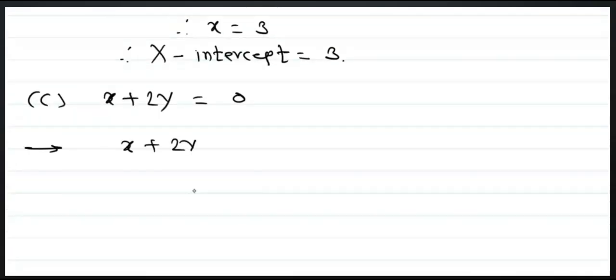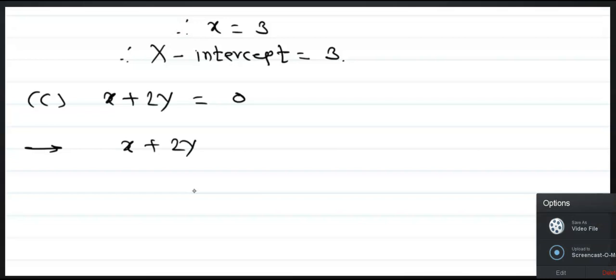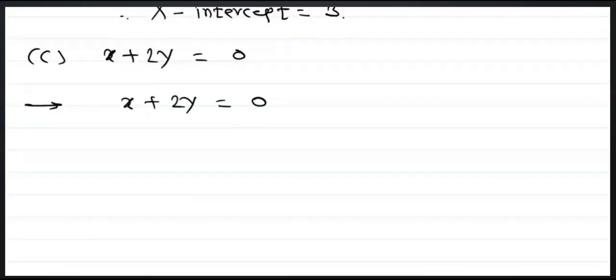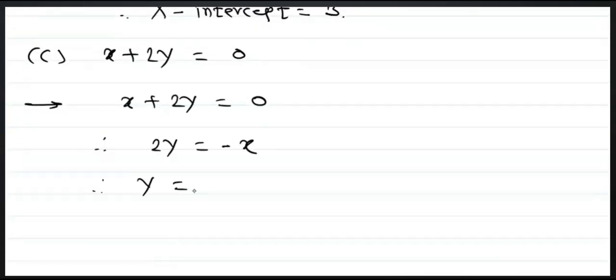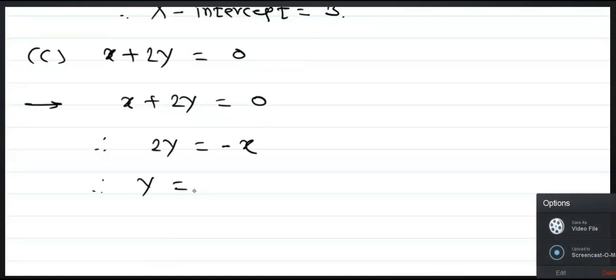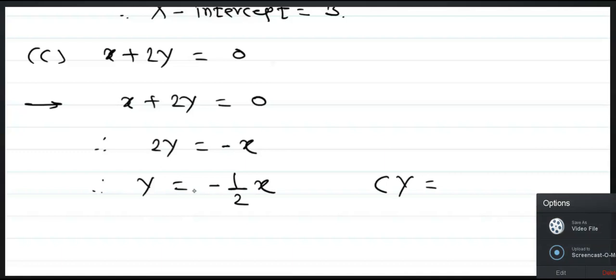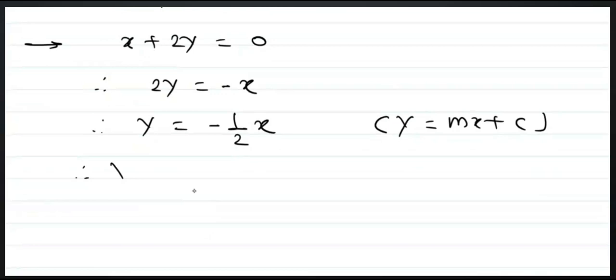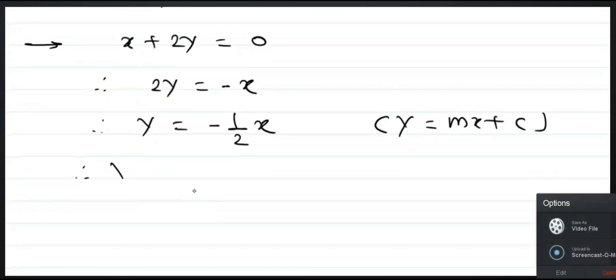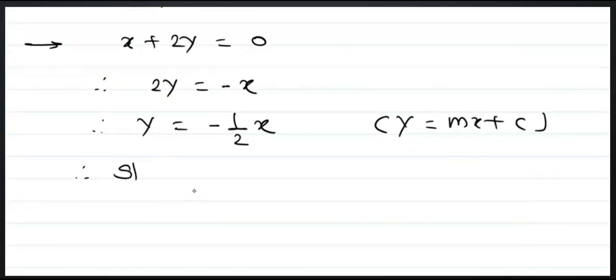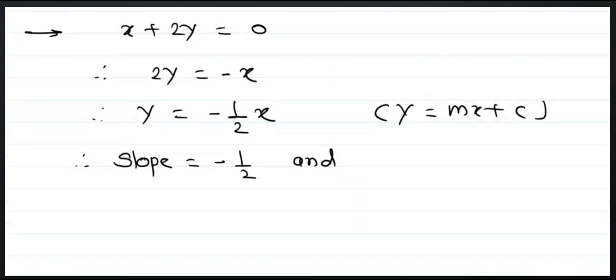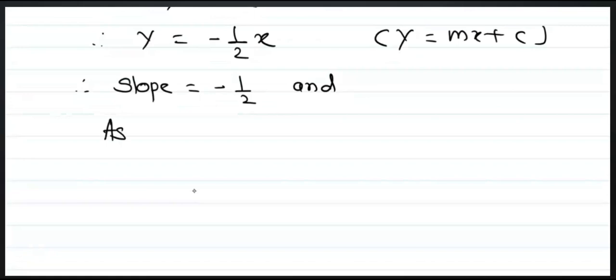x plus 2y is equal to 0. Therefore, 2y is equal to minus x, and therefore y is equal to minus 1 upon 2 x, and that is y is equal to mx plus c. In this case, the given line passes through the origin and the slope is minus 1 upon 2.